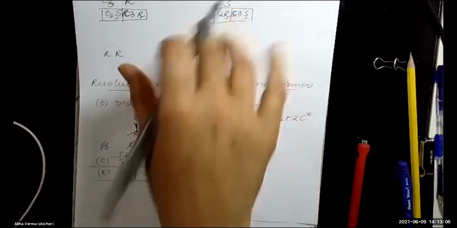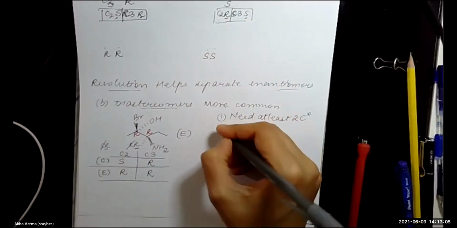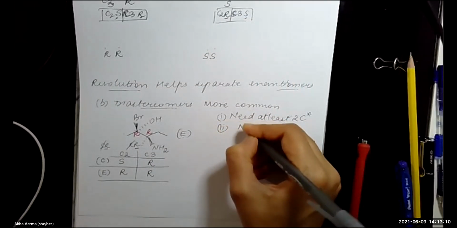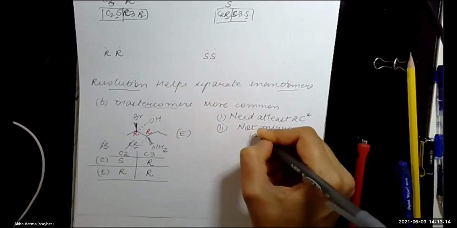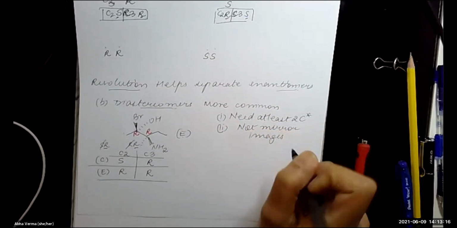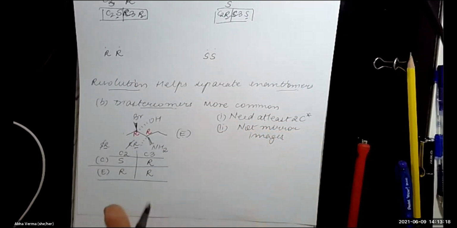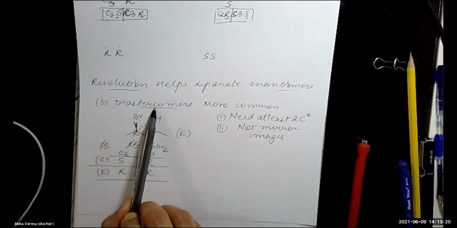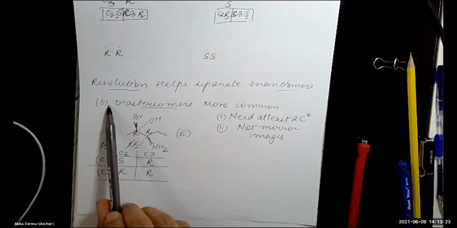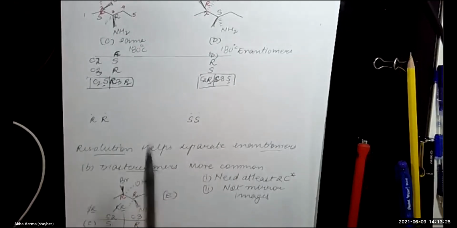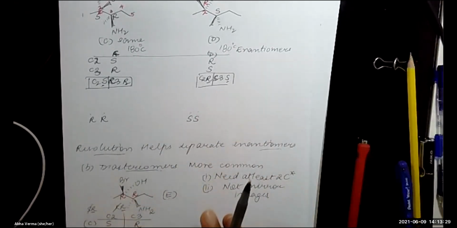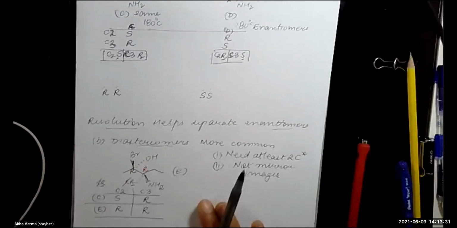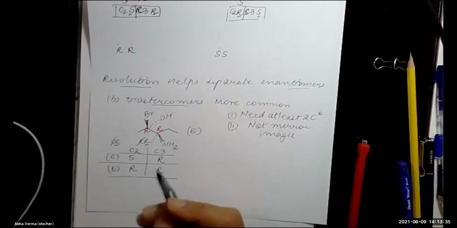And now while enantiomers are mirror images, diastereomers are not mirror images. Okay? So this is the thing that you need to know about diastereomers. There is only one other enantiomer, but there are several other diastereomers that can be possible. Any questions?